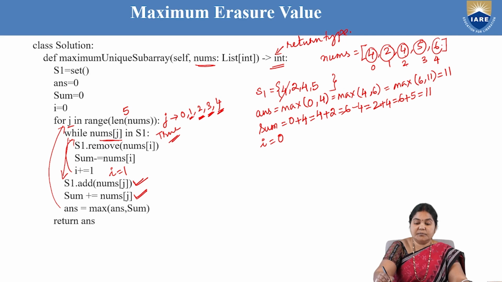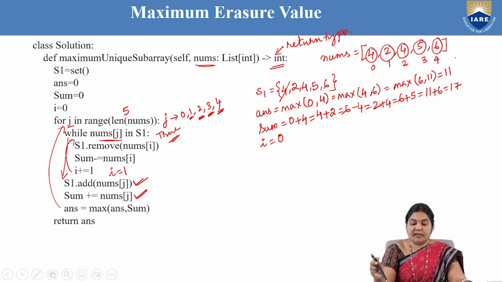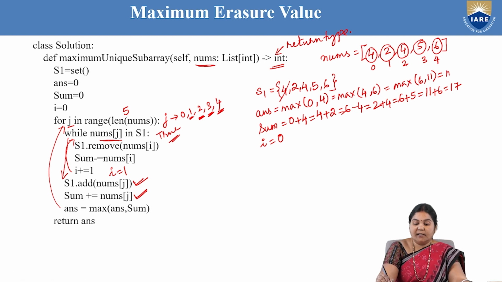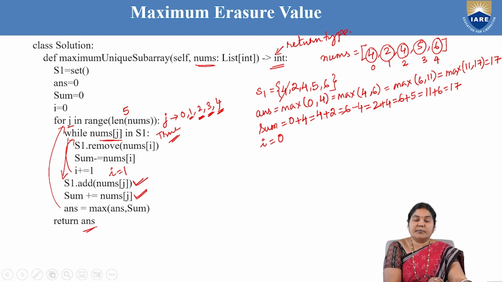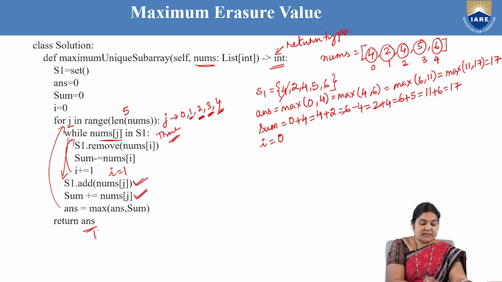What is the value at num sub j? It is 6. So is it there in the set? No. So we'll add it to the set. Right. So sum is equal to sum plus 6, 11 plus 6 becomes 17. And here the max will be changed to max of earlier sum 11 comma 17. It is 17. Right. So all my iterations are over, and what is my answer? It is nothing but the maximum score, 17.